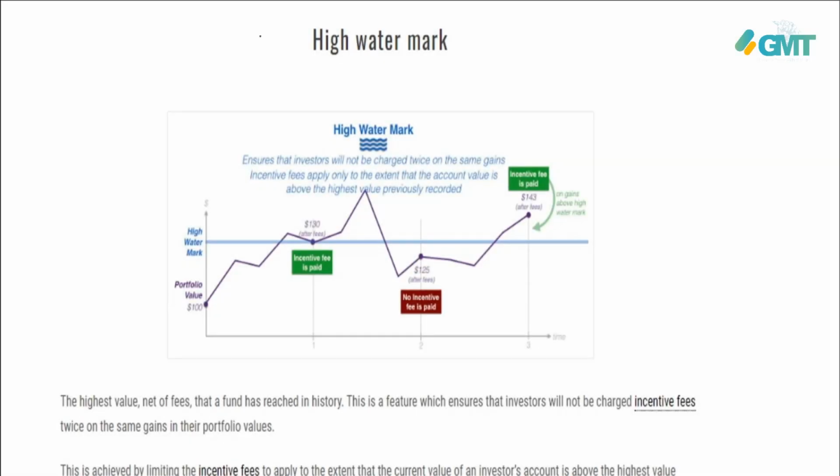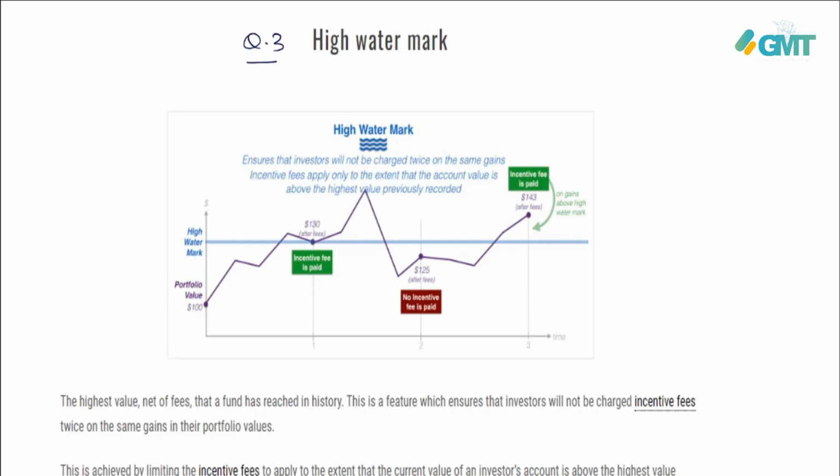Question number 3, high water mark. Okay, so I'll make it simple. High water mark means it's a benchmark or limit or level which is set by the fund managers, and they have promised it. If they are able to push the NAV above this limit, then only the incentive fees will be charged, right?